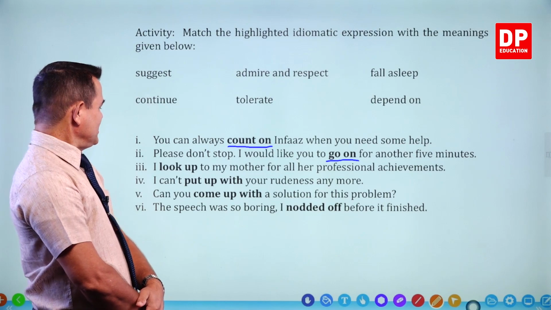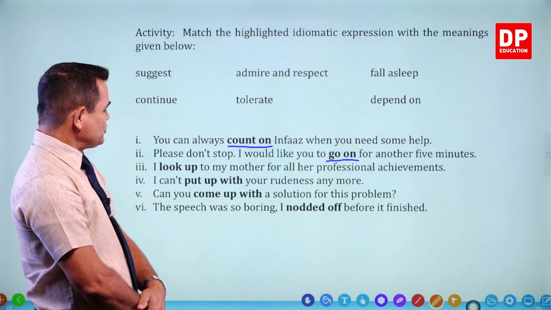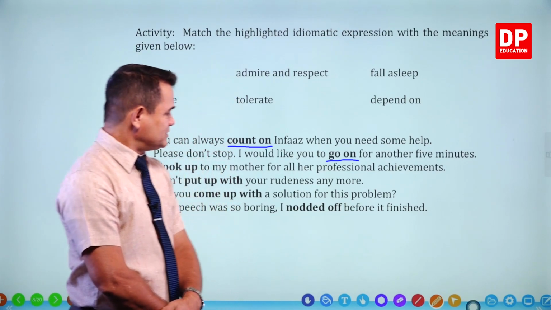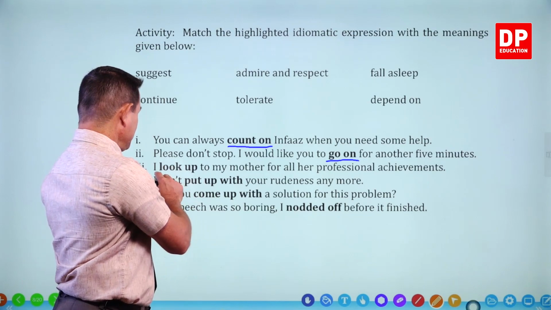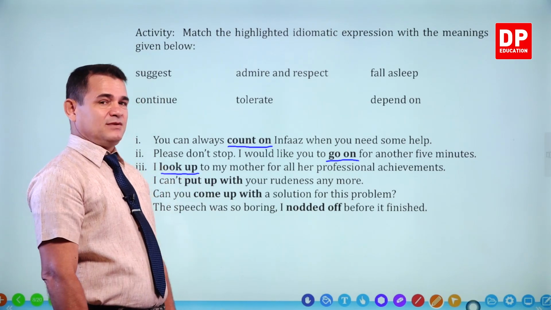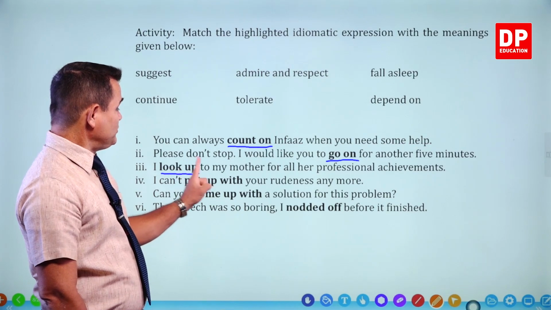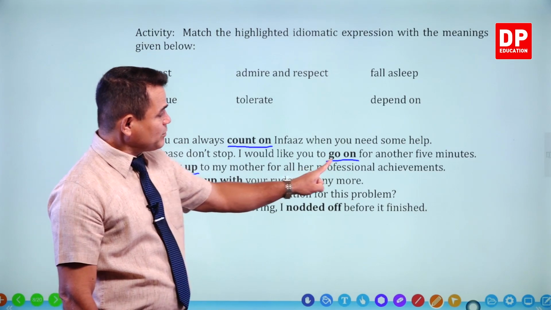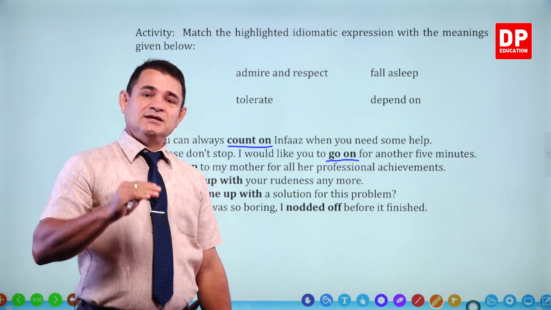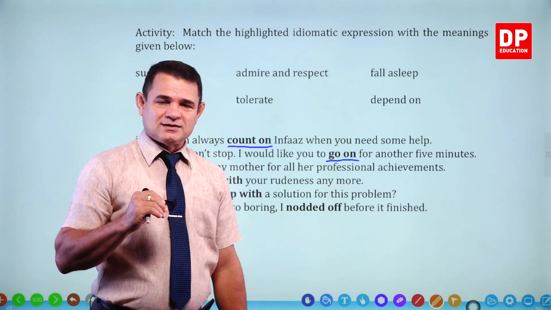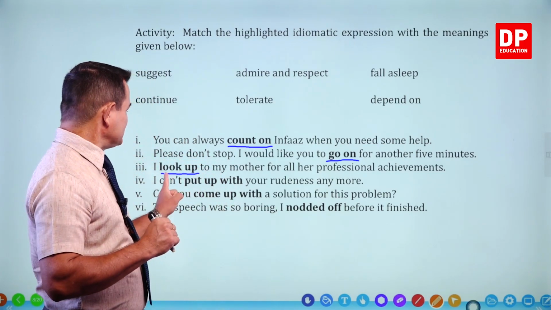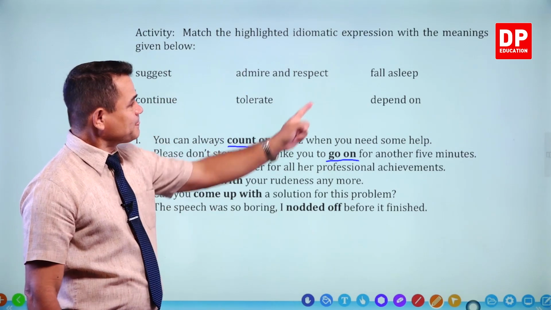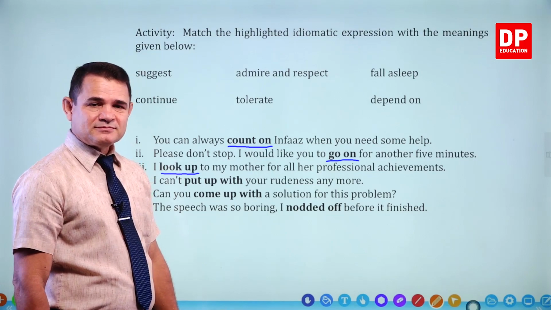I look up to my mother for all her professional achievements. I look up to my mother. It doesn't mean looking upward. For all her professional achievements, the goals she has reached professionally. Right? Now, what does this "look up to" mean? Suggest, continue, admire, tolerate, fall asleep, depend on. Can you match?